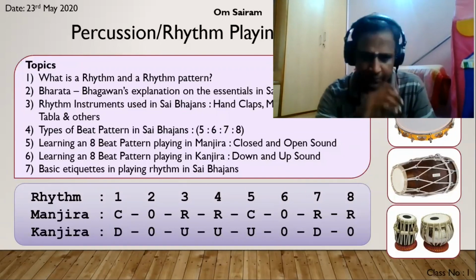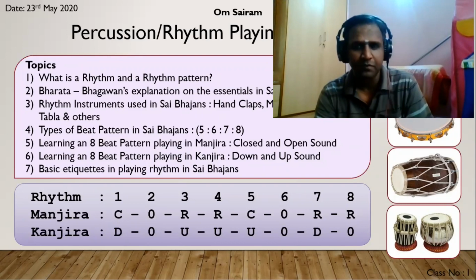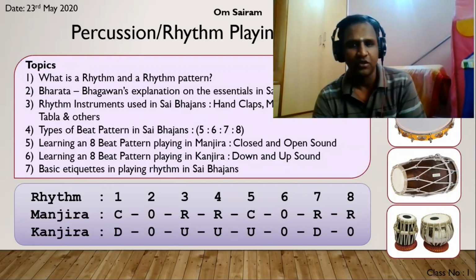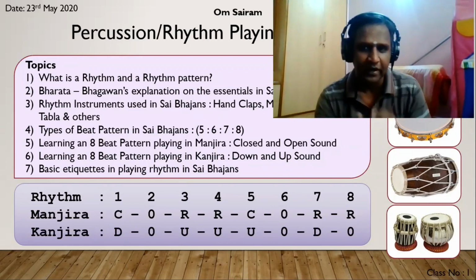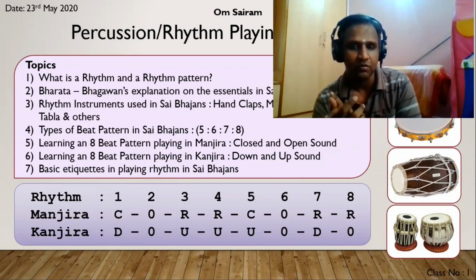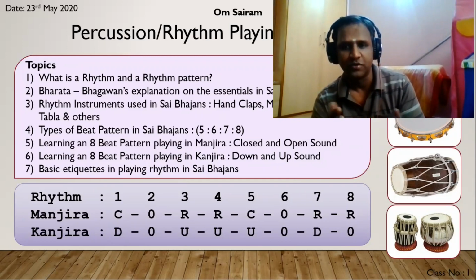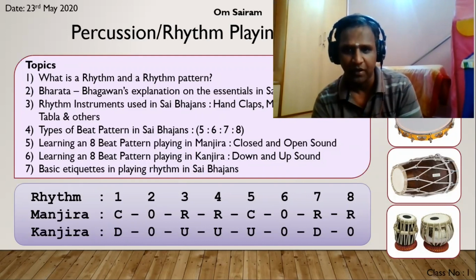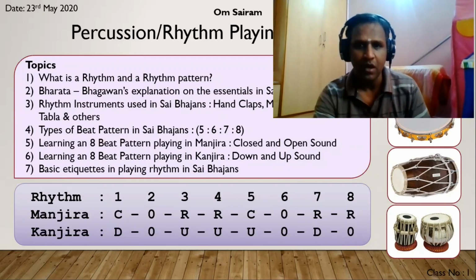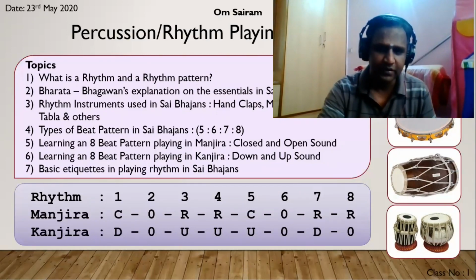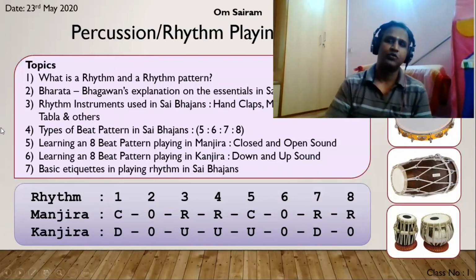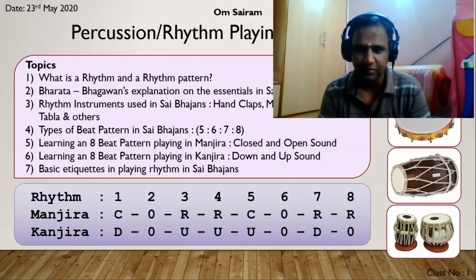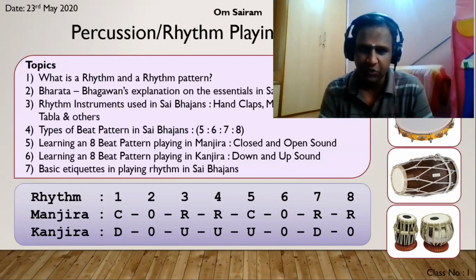So next are the rhythmic instruments that are used. Predominantly, the minimal requirement of an instrument would be hand claps. The hand claps are a must. Any devotees who are participating in bhajans have to clap for bhajans. Of course, you should know how to clap in rhythm. That is very important. Then the other instruments that are used are Manjira, Kanjira, Dholak, and Tabla. These are the four major instruments which are used.